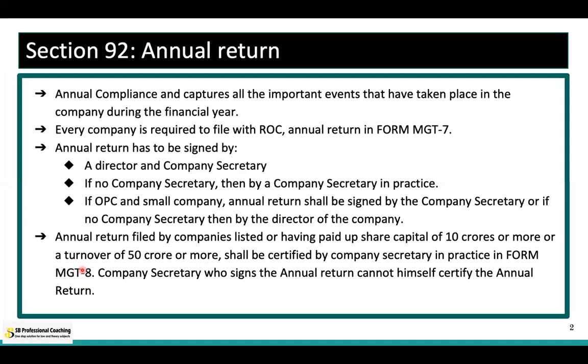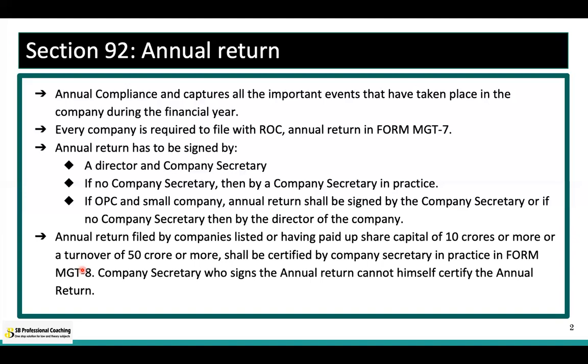Now, which are these prescribed companies which need to give the certificate? This prescribed list is basically all the listed companies. What do you mean by listed company? Any company whose shares or securities are listed on a recognized stock exchange. So any company which is listed will have to file the annual return plus MGT 8, which is a certificate by a company secretary in practice.